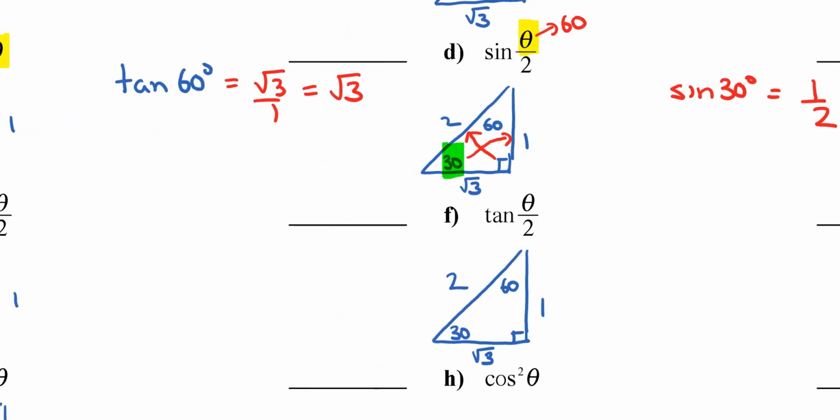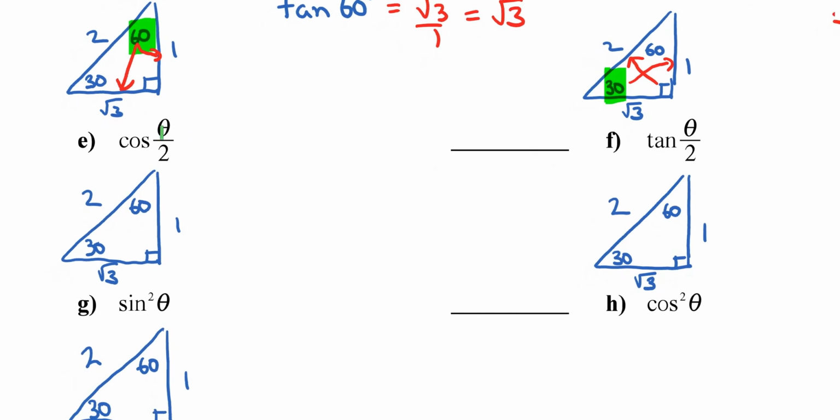Okay, so for letter E, similar question here. I have my theta being divided by 2. Remember, theta was 60, right? So 60 divided by 2 is 30. So I'm asking for cos of 30 degrees. Where's 30 on the triangle? There it is. What's the ratio for cos? It's your adjacent, which is root 3 divided by your hypotenuse, which is 2, right? So this is root 3 divided by 2.